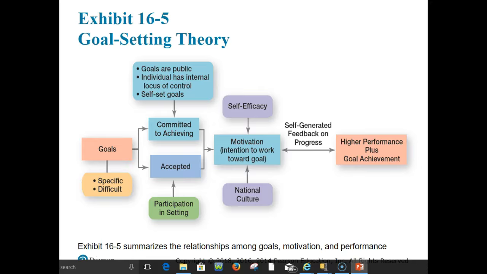Now, Exhibit 16-5 here summarizes the relationships among goals, motivation, and performance. One overall conclusion is that the intention to work towards hard and specific goals is a powerful motivating force. Under the proper conditions, it can lead to higher performance. However, no evidence indicates that such goals are associated with increased job satisfaction.